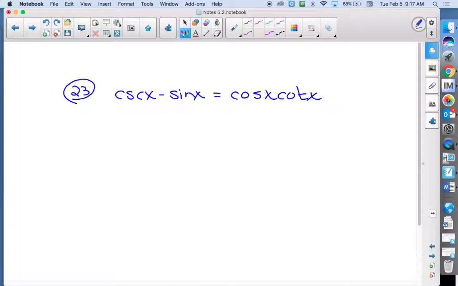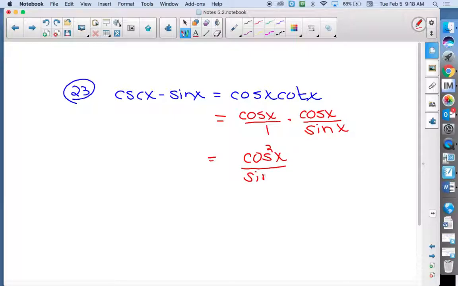Emma. I did the multiplication side. Okay, so using the multiplication side, what did you do? I made them into fractions, so it's cosine x over 1 times cosine x over sine x. Then I multiplied those together, so it's cosine squared x over sine x. Okay, so she's working with the right side here, changing the cotangent into the quotient identity, so that's cosine over sine, and then that gives us that cosine squared term.